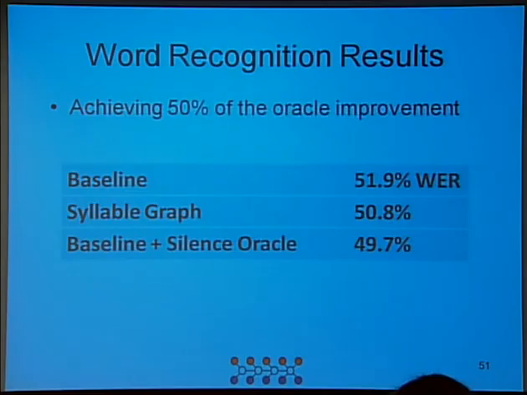Then finally, this slide shows results I showed before. If you look at the baseline, look at the syllable graph result, and then look at the baseline plus silence oracle, this shows that we're achieving about 50% of the oracle rate, considering just the silence regions.